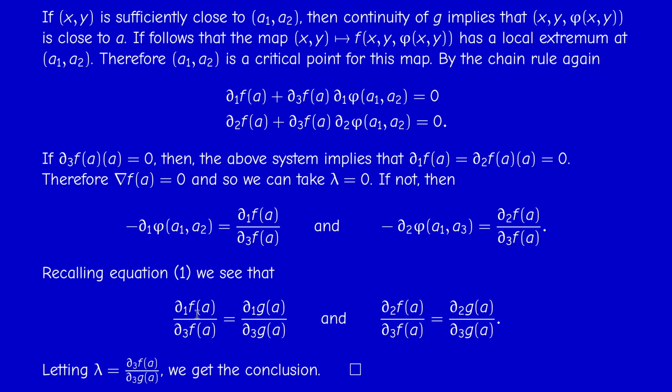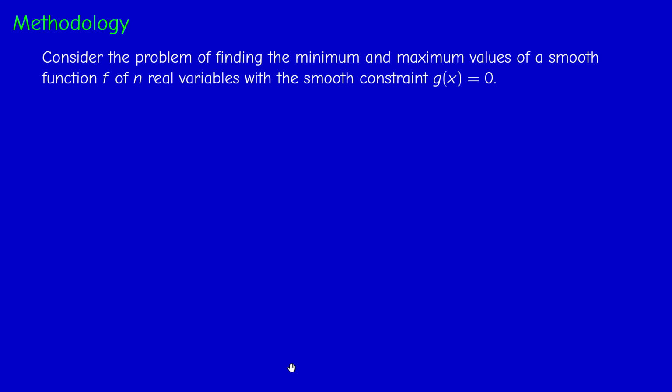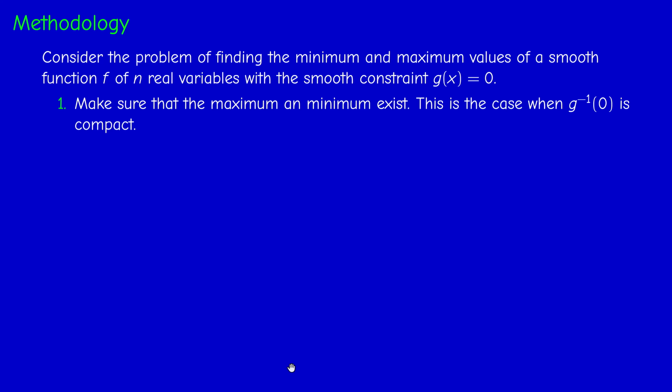Okay, so what can we do from this? In case you didn't encounter Lagrange multipliers in first year, I will just illustrate their use on a simple example. So here's the methodology that we will follow to maximize or minimize a smooth function of n variables with a smooth constraint of the form g of x equals 0. First of all, if we want to be rigorous, we want to make sure that the maximum and minimum exist. This is the case if g inverse of 0, the constraint, is actually a compact set, like a sphere, an ellipse, or any other compact set.